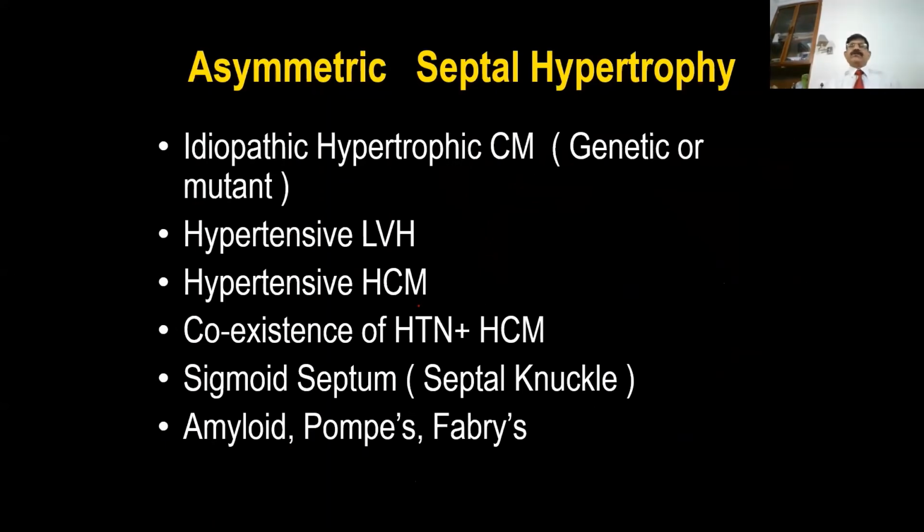Asymmetric septal hypertrophy, which is common in hypertrophic cardiomyopathy, can also be present in hypertensive left ventricular hypertrophy, sigmoid septum or septal knuckle, amyloid, Pompe's or Fabry's disease. It is not exclusive for hypertrophic cardiomyopathy.